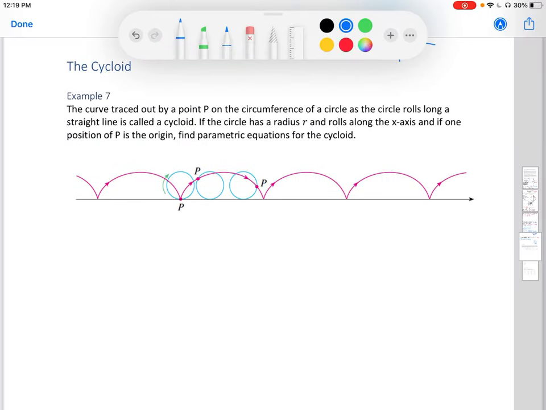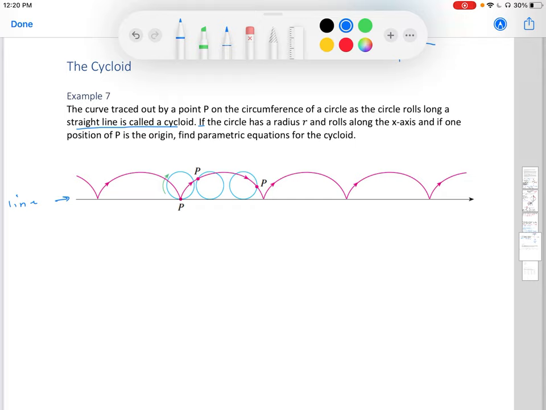Okay, another type of graph is a cycloid. Example 7. The curve traced out by a point P on the circumference of a circle as the circle rolls along a straight line is called a cycloid. Now, if we didn't have this line, and it is very important that we do, this circle moving along the function would produce the sine and cosine graph. So limiting what the outcome can be to above a line produces a cycloid.